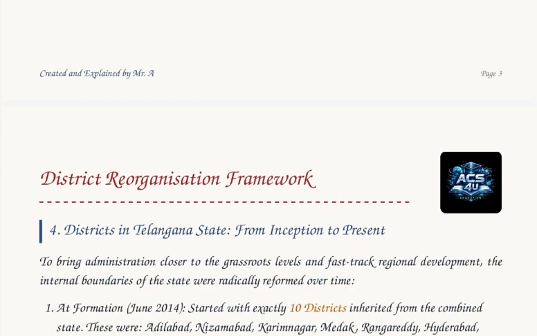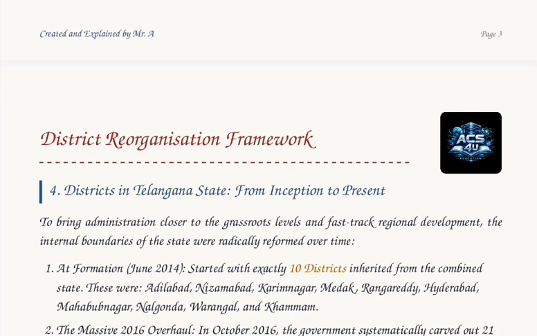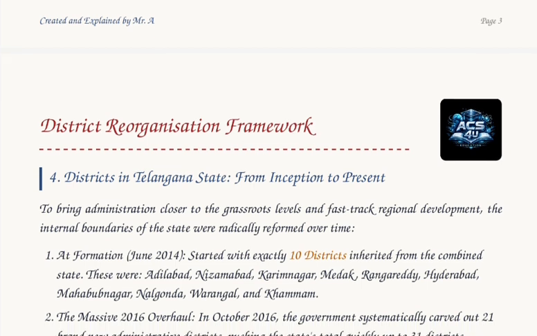The districts in Telangana state from inception to present were reorganized to bring administration closer to the grassroots levels and fast-track regional development. The internal boundaries of the state were radically reformed over time. At formation in June 2014, it started with exactly 10 districts inherited from the combined state. These were Adilabad, Nizamabad, Karimnagar, Medak, Rangareddy, Hyderabad, Mahabubnagar, Nalgonda, Warangal and Khammam.